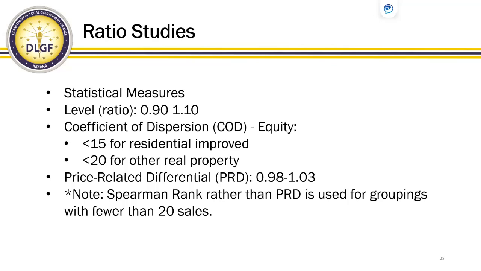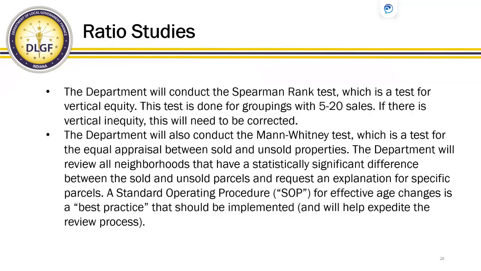Next, we have price related differential, or PRD. This tells us whether low value properties in a class are over or undervalued in relation to high valued properties. And that number is going to need to fall between 0.98 and 1.03 for each of your property types. It is important to note that for groupings with fewer than 20 sales, we use a different metric to look for vertical equity. That's called Spearman rank.